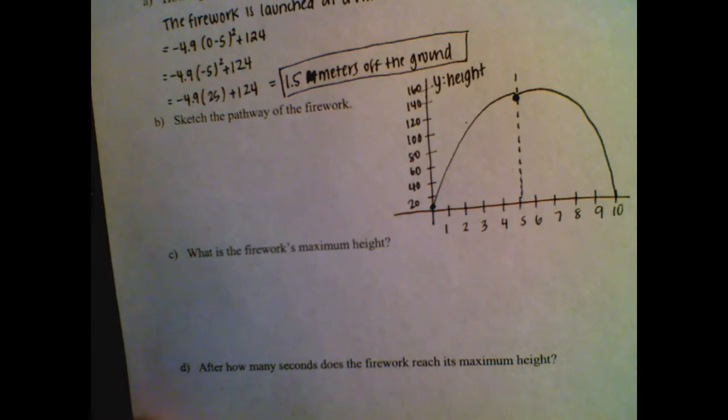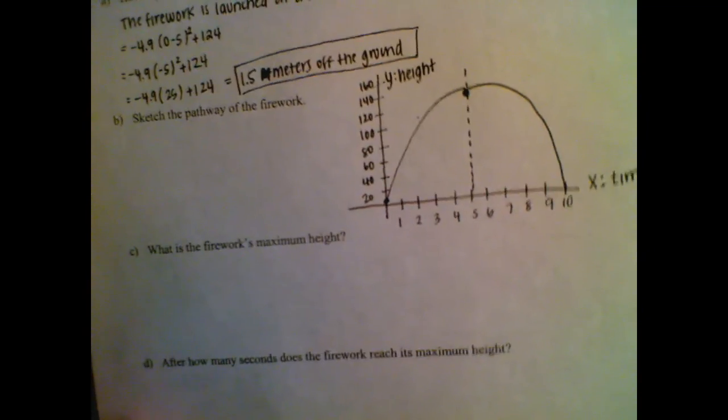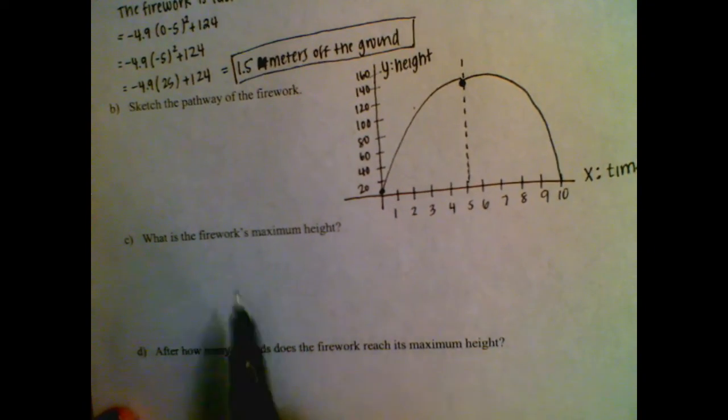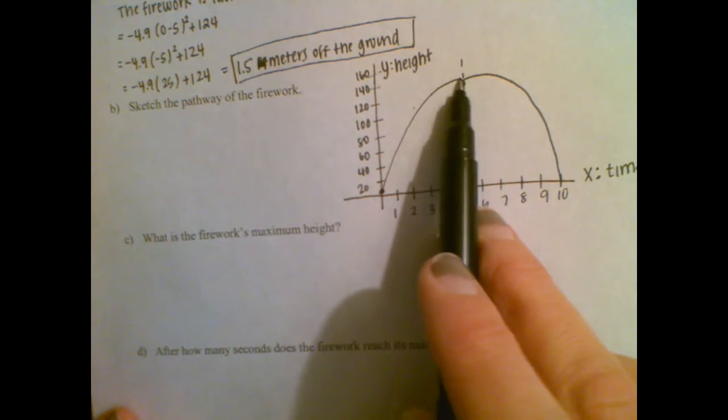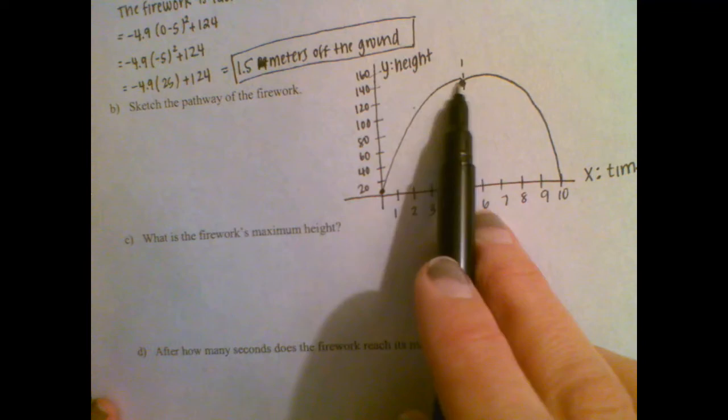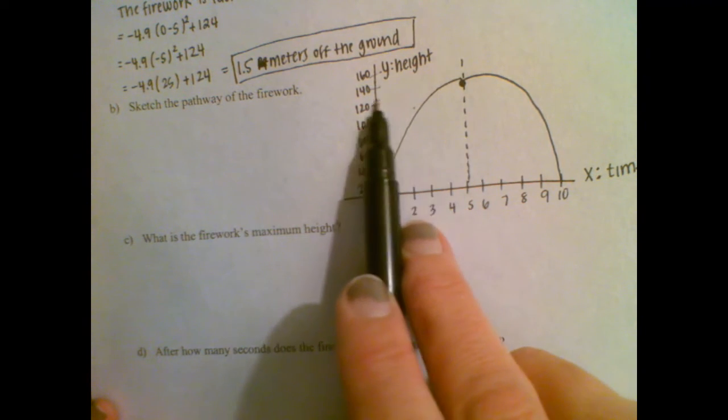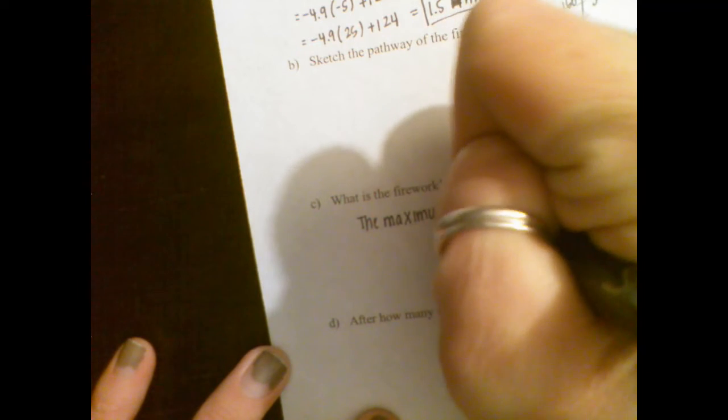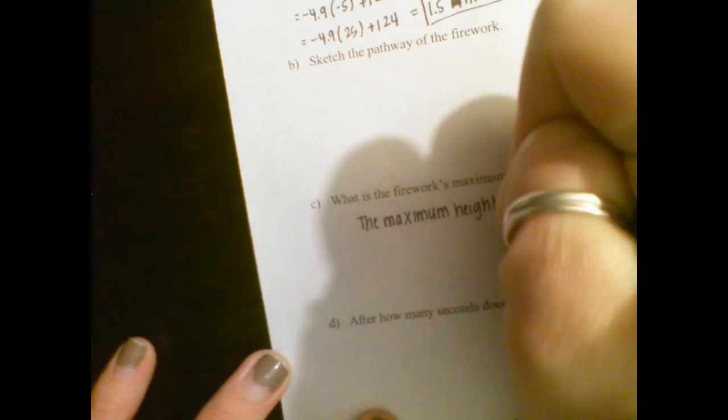So then it's asking me, once I know that that's what the path of the firework is looking like, what is the maximum height? Well, its highest point here, I know it doesn't look like that on my graph, but my highest point should be my vertex point. And we know that that's going to be at a height of about 124 meters. So I'm going to say the maximum height is 124 meters.